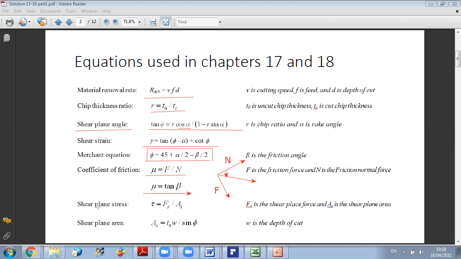Now, concerning the shear plane stress, it can be calculated as the shear force over the area of shear. And we have seen together that the area of shear can be computed as t0 times omega over sine phi, where phi is the shear plane angle.